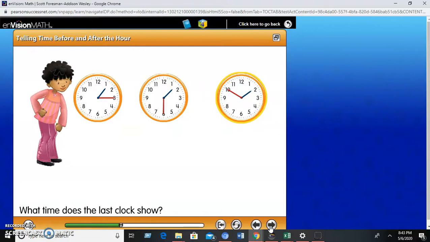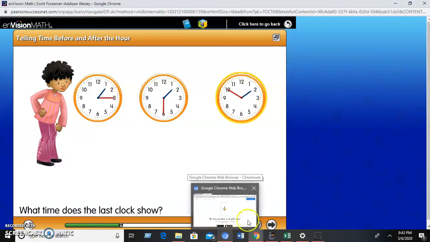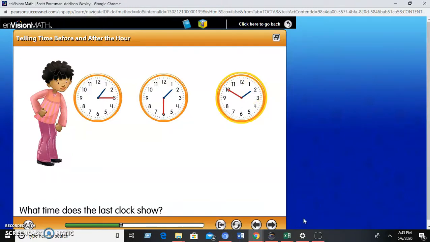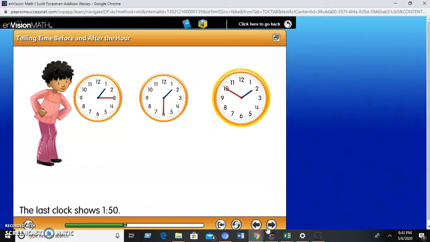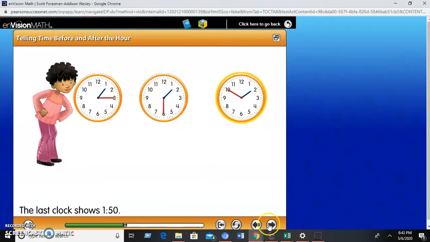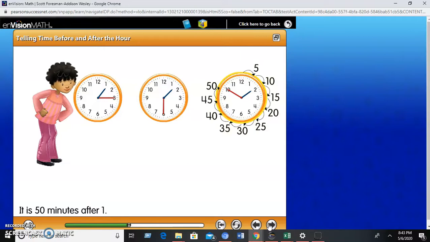What time does the last clock show? Now here, this can be super, super confusing. Let's look at our hour hand. It's not quite yet to the 2. It's super, super close, but it's not there yet. So it's still the hour of 1. Let's count. 5, 10, 15, 20, 25, 30, 35, 40, 45, 50. The time is 1:50. The last clock shows 1:50. It is 50 minutes after 1.